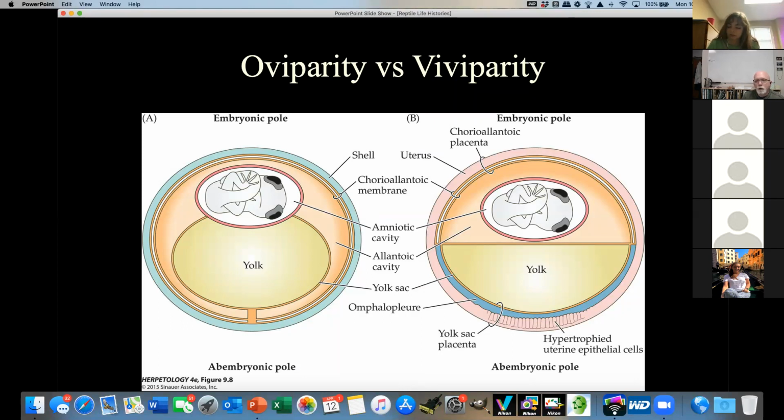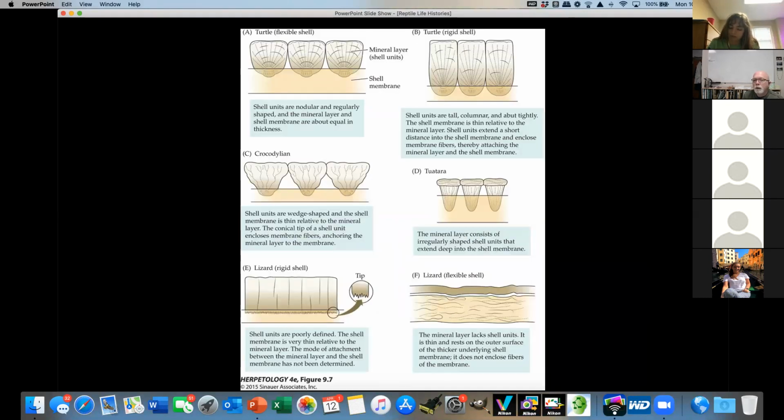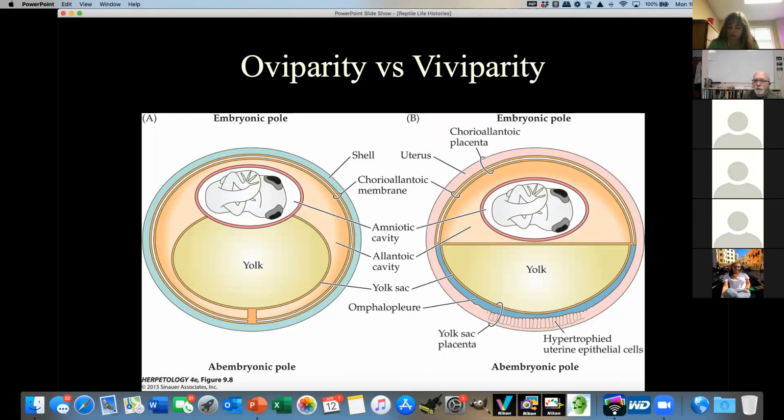we still have some things to talk about in terms of egg structure and the transition from oviparity to viviparity, but we'll just start here on Monday, which seems like forever from now, but that is the way it is. Questions?